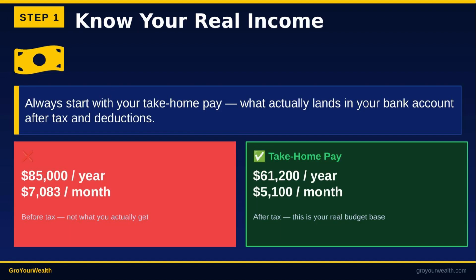Step 1. Know your real income. This sounds obvious, but most people budget off their gross salary. Always start with your take-home pay, the money that actually lands in your bank account after taxes and deductions.